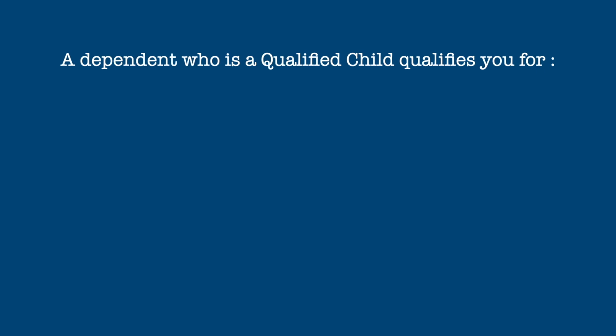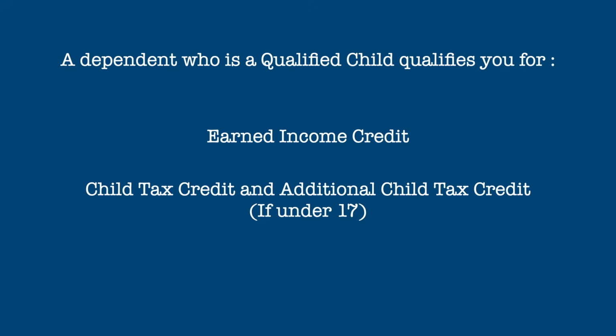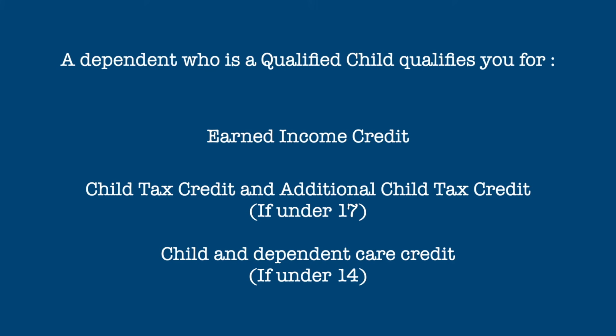A dependent who is a qualified child can make you eligible for the following: the Earned Income Credit, the Child Tax Credit and Additional Child Tax Credit if under age 17, and the Child and Dependent Care Credit if under age 14. If a person doesn't meet the requirements to be a qualified child, he or she may meet the requirements to be a qualified relative.